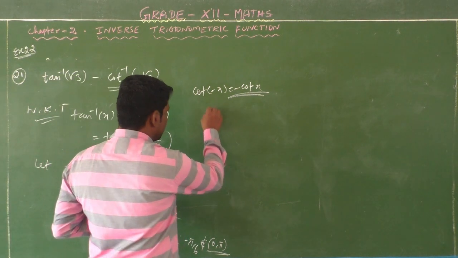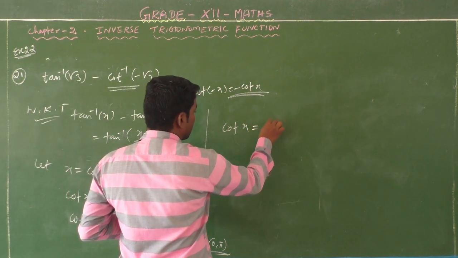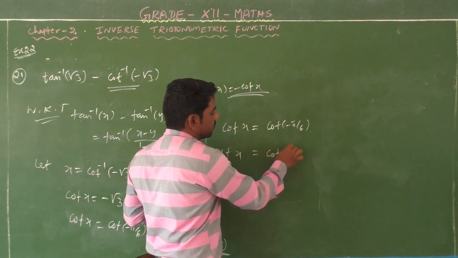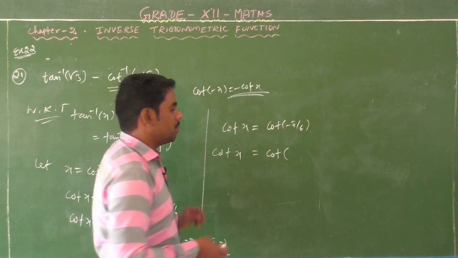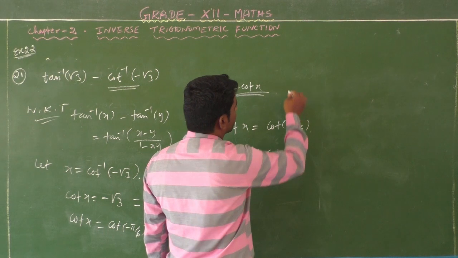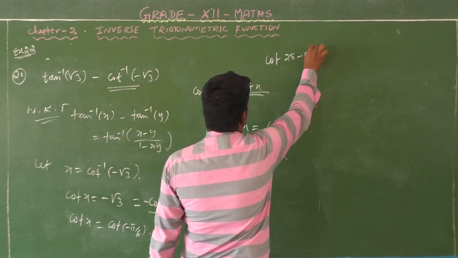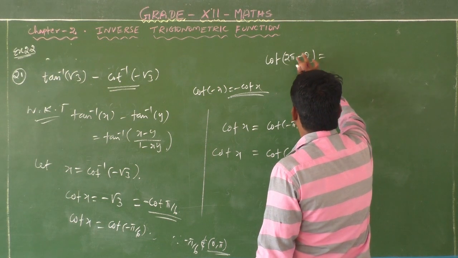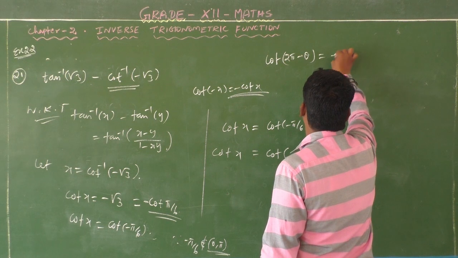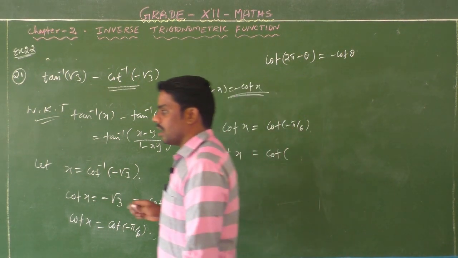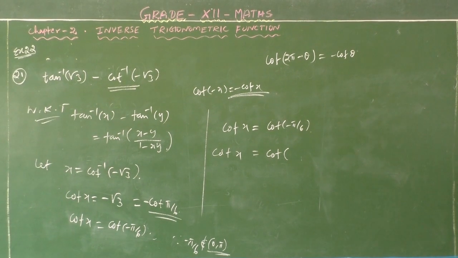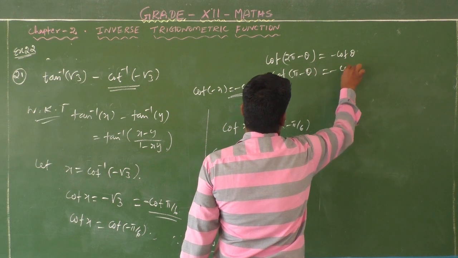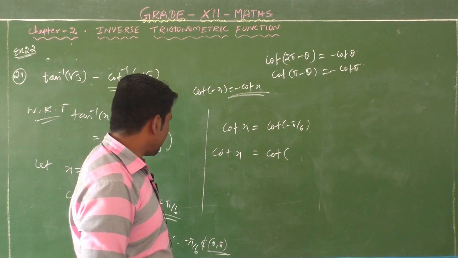So cot x equal to cot of minus pi by 6 is changed into the form cot of 2 pi minus theta, 2 pi minus pi by 6. The 2 pi minus theta formula: cot of 2 pi minus theta is equal to minus cot theta. And another formula: cot of pi minus theta is also equal to minus cot theta.